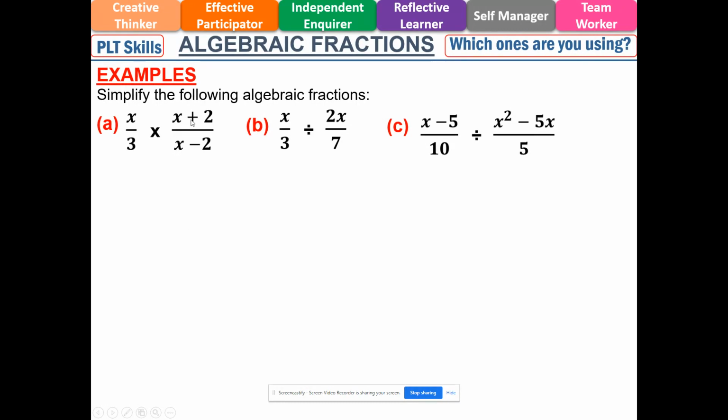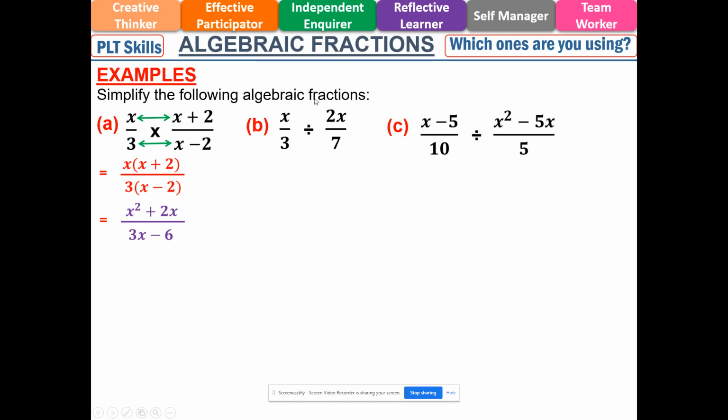The first example, we are going to multiply the numerators together and the denominators together. Now I'm looking whether I can simplify it before I expand and simplify. I can't cancel them down as there are no common factors. Hence, I'm going to multiply it, which gives us x squared plus 2x over 3x minus 6.